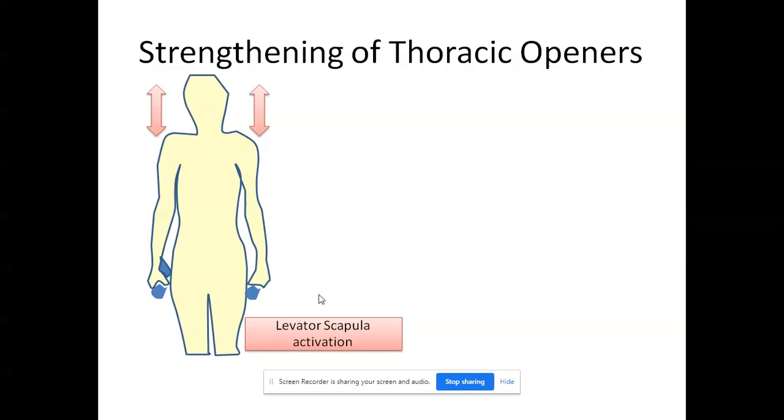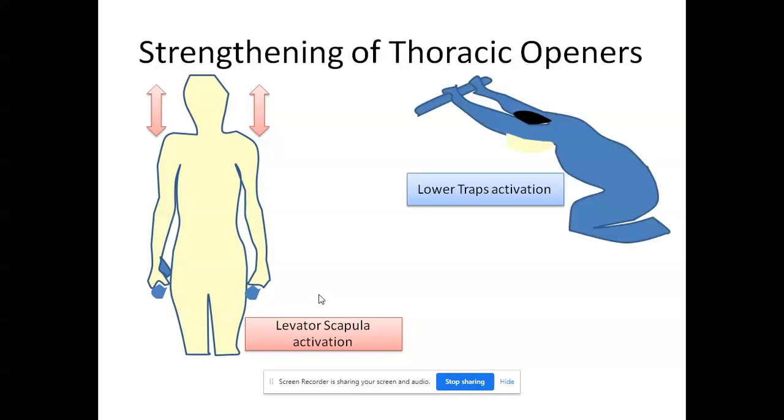Thoracic openers are nothing but your levator scapulae. You have to strengthen it by giving a dumbbell and asking the patient to shrug up the shoulder. Without weight, there is a definite increase in TOS symptom. Thus, give him a weight at the end of the wrist, hold the weight and ask him to shrug up the shoulder. That is nothing but levator scapulae activation.